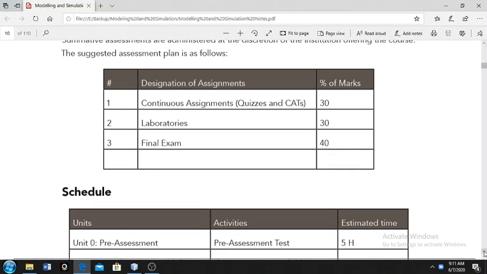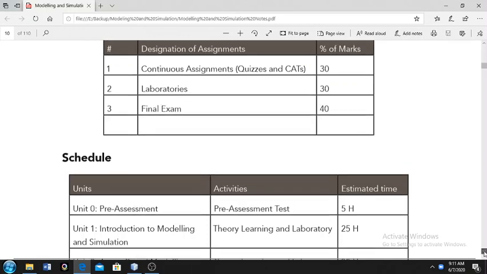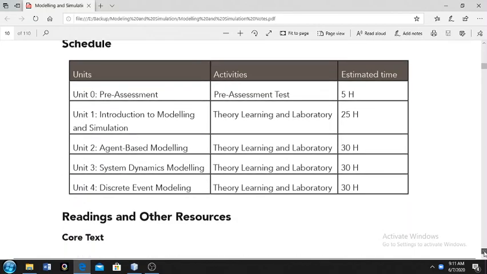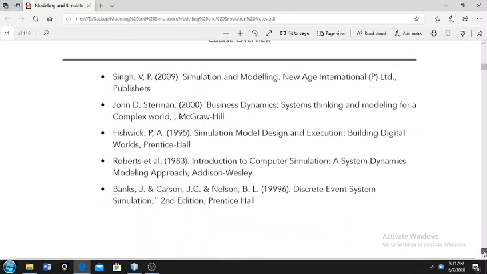Okay, this assessment does not concern you, but it's just like yours also. The continuous assignment will be 30%, the laboratory 30%, and the final exam. So it's almost like yours.